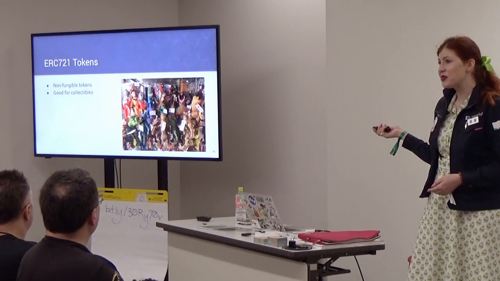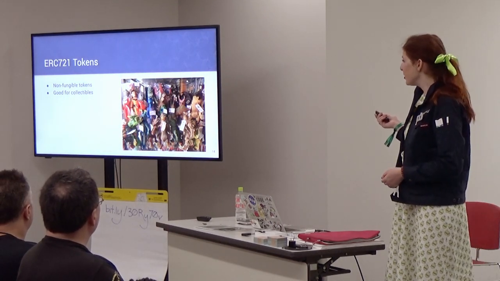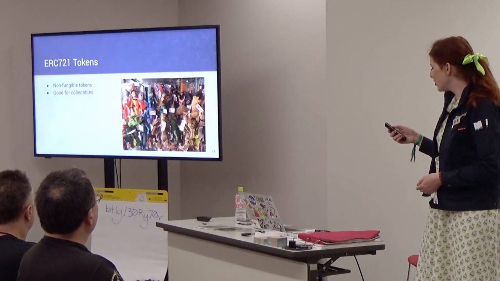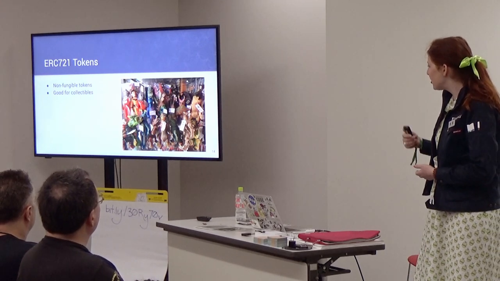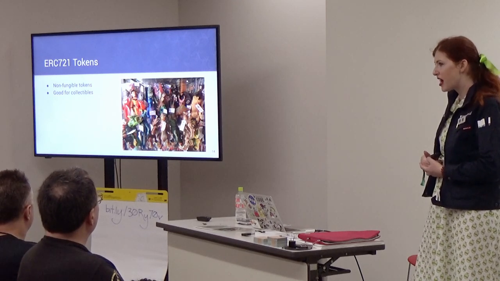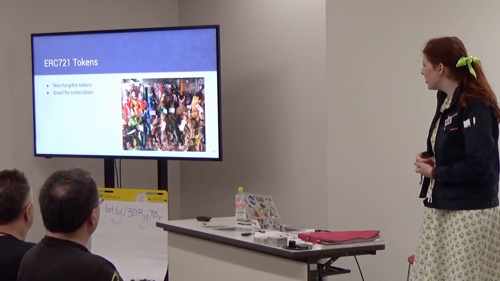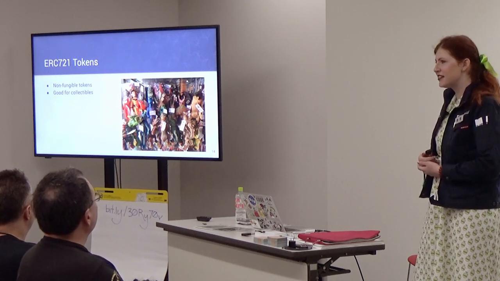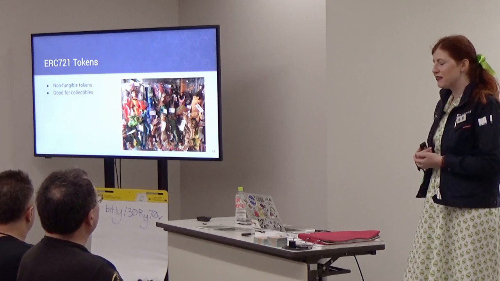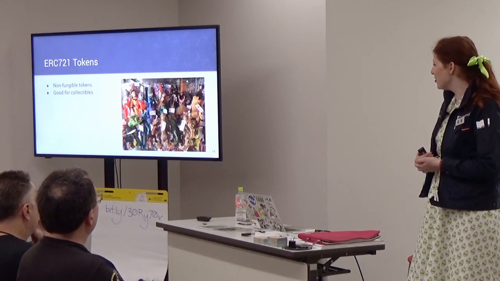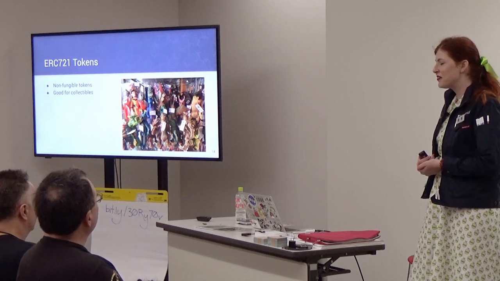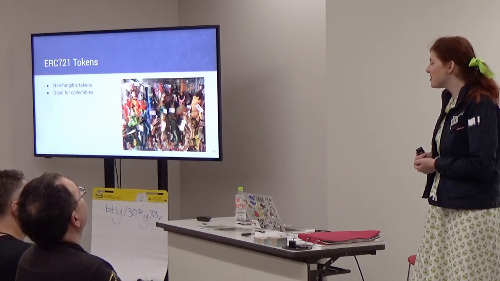In contrast, we also have ERC721 tokens, which are non-fungible and great for collectibles. So the illustration, or this picture I took, is from a shop in Shibuya, Tokyo called Mandarake. There's also a store in Osaka, and it's these vinyl collectible figurines that are very popular in Japan and around the world, and they're actually quite expensive, maybe tens of thousands of yen per each or a couple hundred US dollars.